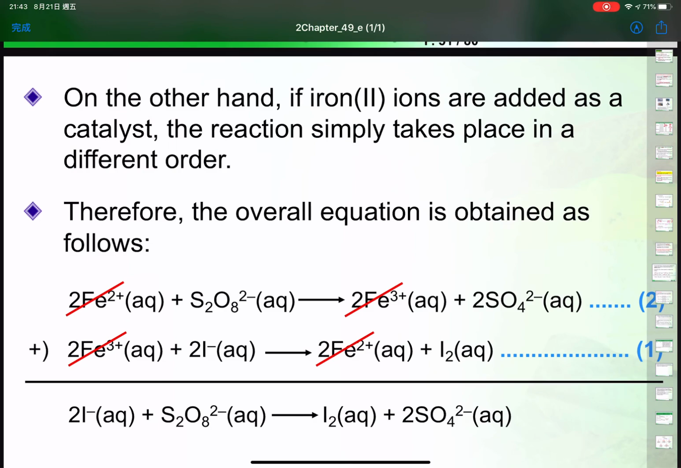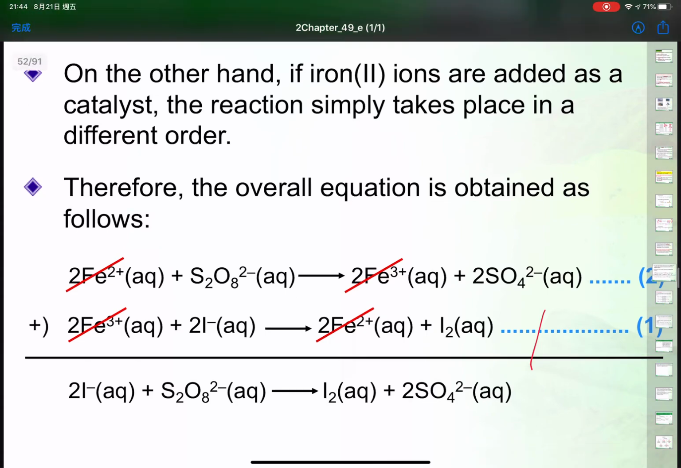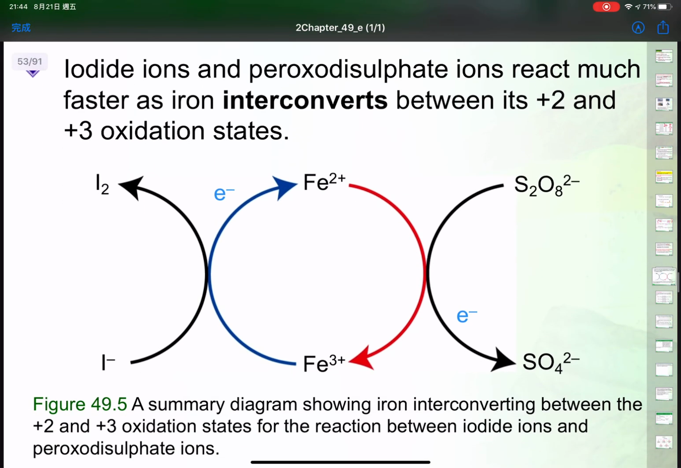On the other hand, if iron 2 is added, the reaction simply takes place in a different order. Iron 2 back to iron 3, back to iron 2, just like that. So again, iron 3 and iron 2 can be a catalyst because they can interconvert between these two. Okay. So therefore you can see the transition metal works just like this.